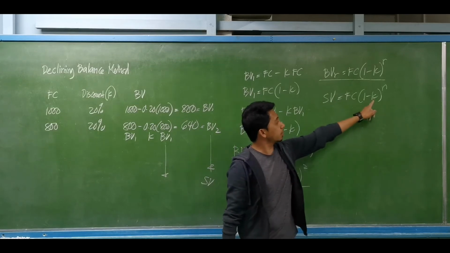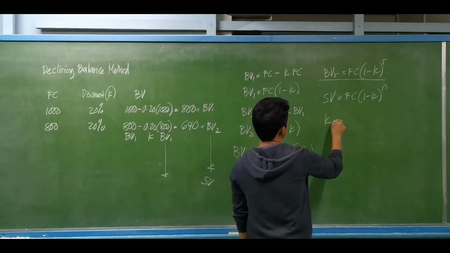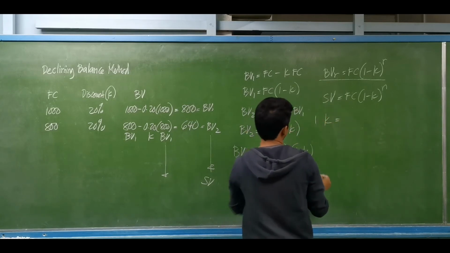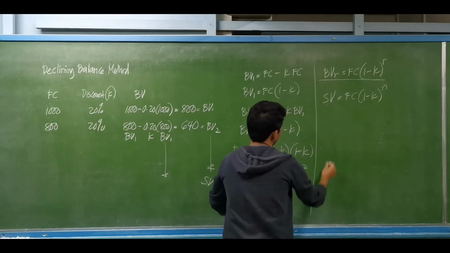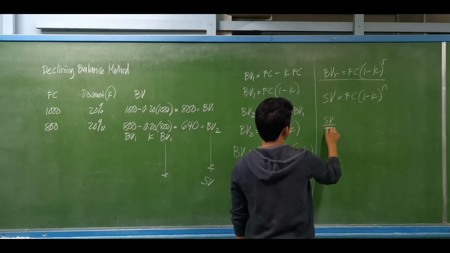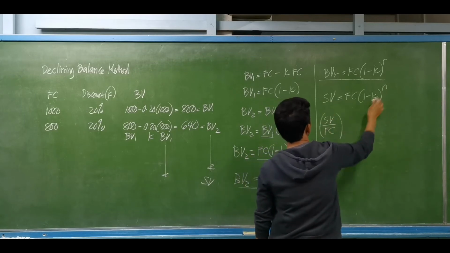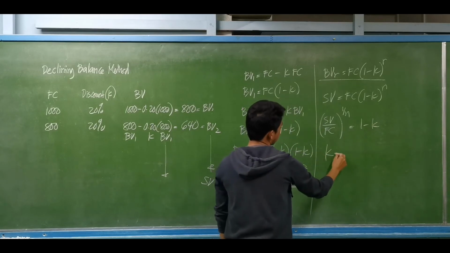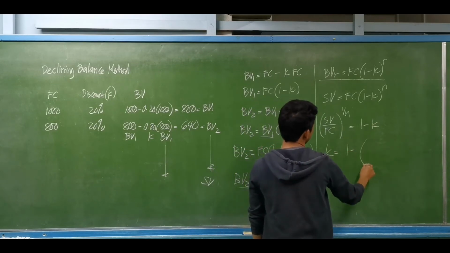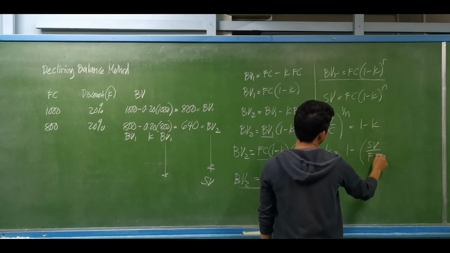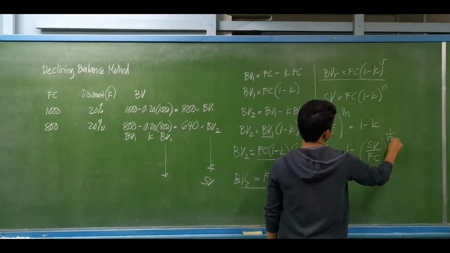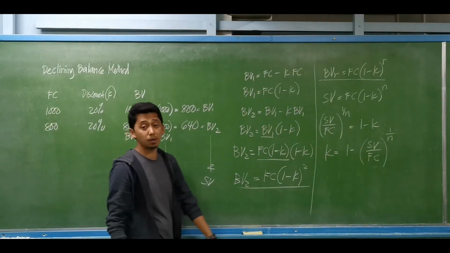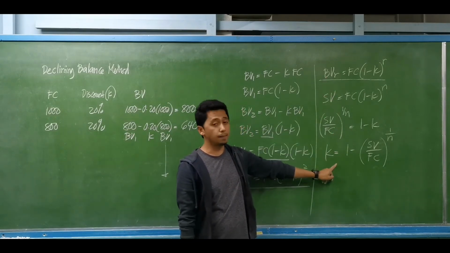So how do we compute for the rate of depreciation? The salvage value over the first cost, raised to 1 over n, is equal to 1 minus K. So the rate of depreciation is 1 minus the quantity salvage value over the first cost, raised to 1 over its useful life. So that is the equivalent of the rate of depreciation. These are the key equations: book value and the rate of depreciation.